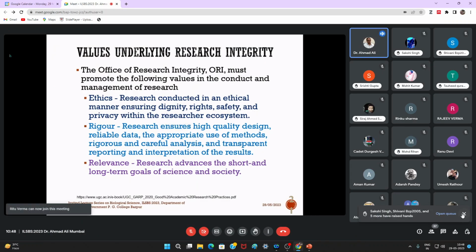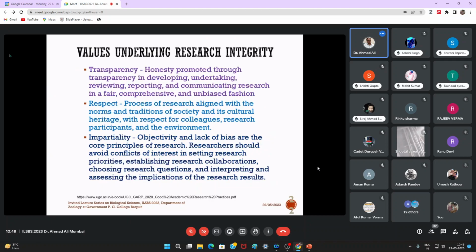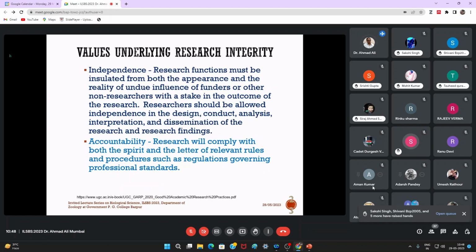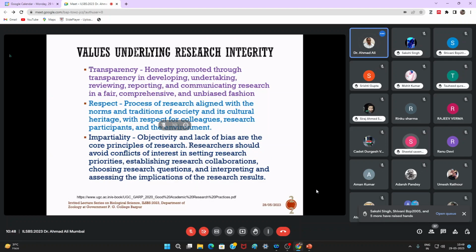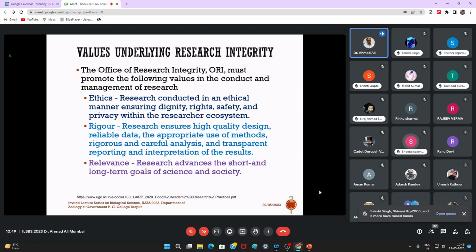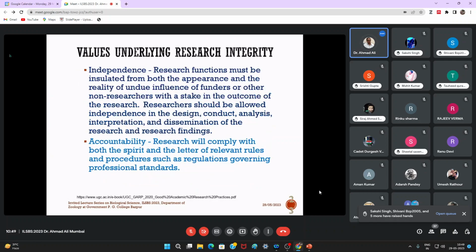So, if you go through this document, you will find that it says that the creation of an Office of Research Integrity is mandatory for all the higher education research institutions (HEIs) to promote the following values in the conduct and management of research. I'll not go into that. You can go into detail of this. These are the values which the document focuses on: ethics, rigor, relevance, transparency, respect, impartiality. You may be getting the meaning of this. Okay, independence and accountability. So these are some of the values in the conduct and management of research which must be inculcated and promoted by the higher education institutions among the researchers as well as the students.